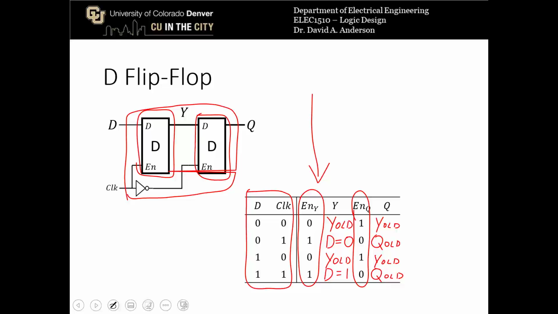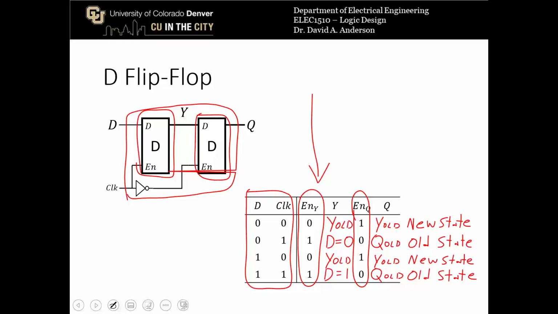We're going to call Y old a new state. So that is when Y old is given by D. So that means that Y is remembering the data input, and that is being transferred into Q, and Q old is an old state. So Q only has two possible values that it can take, a new state or an old state.